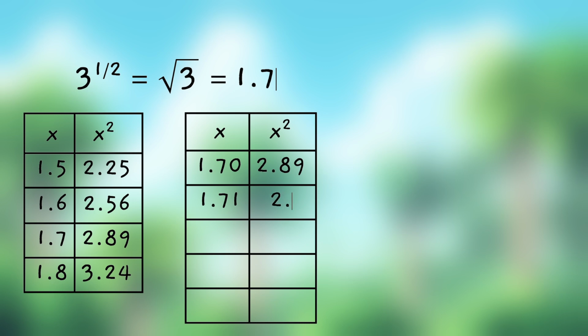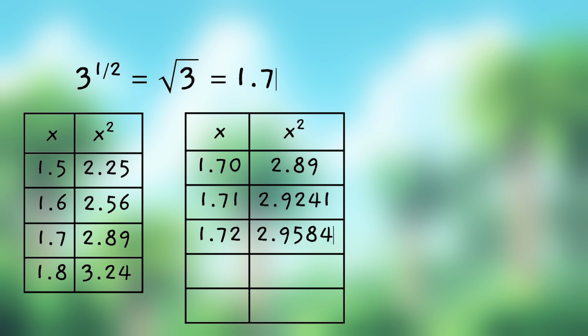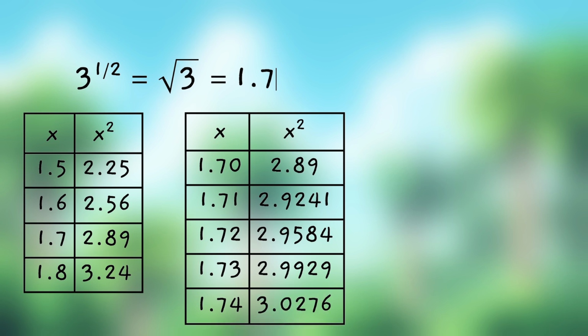If you square that, you get 2.9241. What about 1.72? If you square this, you get 2.9584. Still smaller than 3, but we're getting closer. What about 1.73? If you square this, you get 2.9929. Much closer, but we're still not there. I have a hunch this might be too big, but let's see. 1.74, if you square that, you get 3.0276. We're now too big.